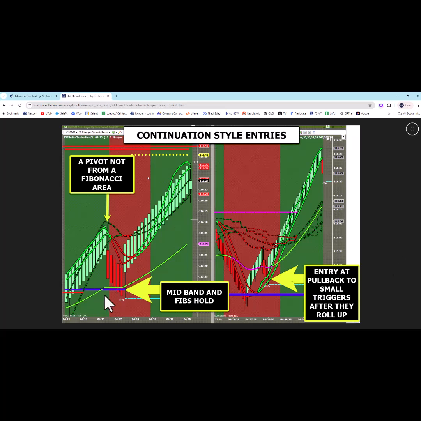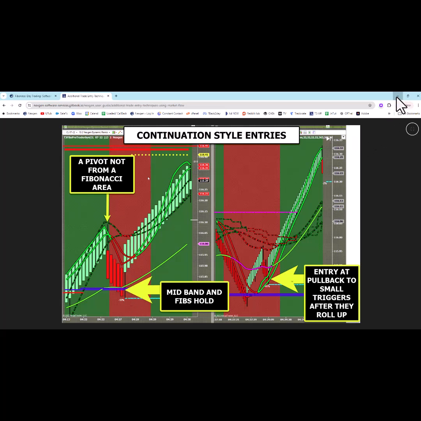But when you get to a fib and you say to yourself, this fib may hold, there's one type of trade that some people will try. It's called a continuation trade. And it's just top or bottom, pull back to the small triggers and go. But you have to have a very reasonable expectation that that area is going to hold based on where your triggers are located.